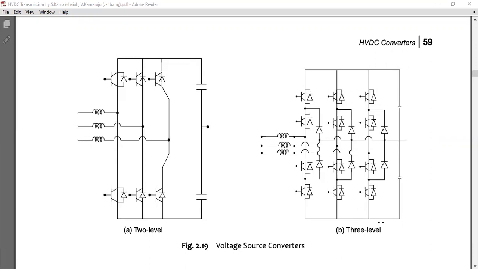In 2 level, you have 6 pulse bridges for 3 phases, and in 3 level, you have 12 pulse bridges. Out of these two, the 2 level is the simplest circuit configuration. This is used for building a 3-phase forced commutated VSC bridge, a voltage source converter bridge.